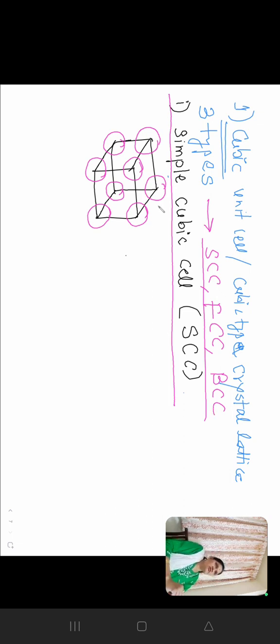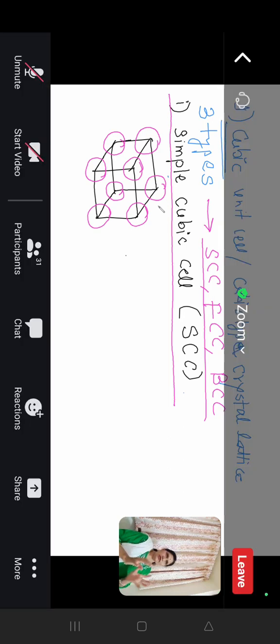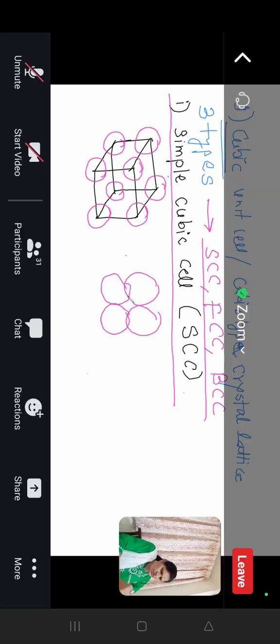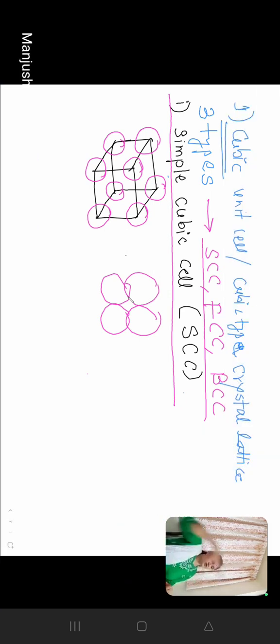So from that we are considering the simple cubic cell. At each corner one atom is present. Now this is the cube, and at each corner one atom is present. They are maximum close to each other in the unit cell. These are the 4 atoms. Suppose you look from the top view, you can see 4 atoms which are close to each other.